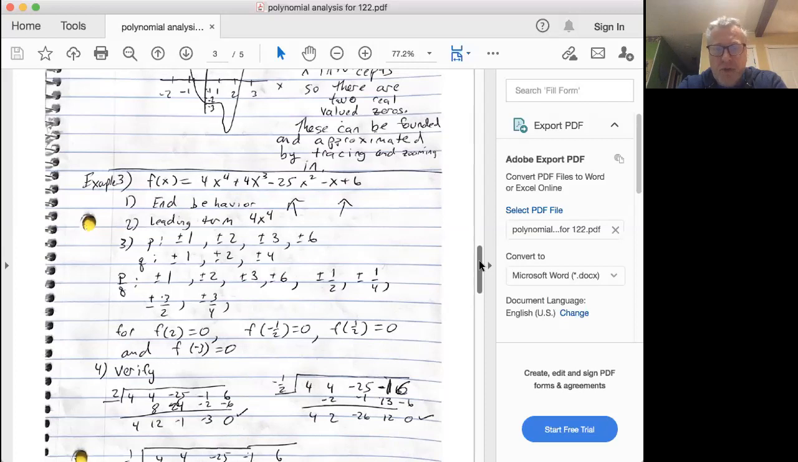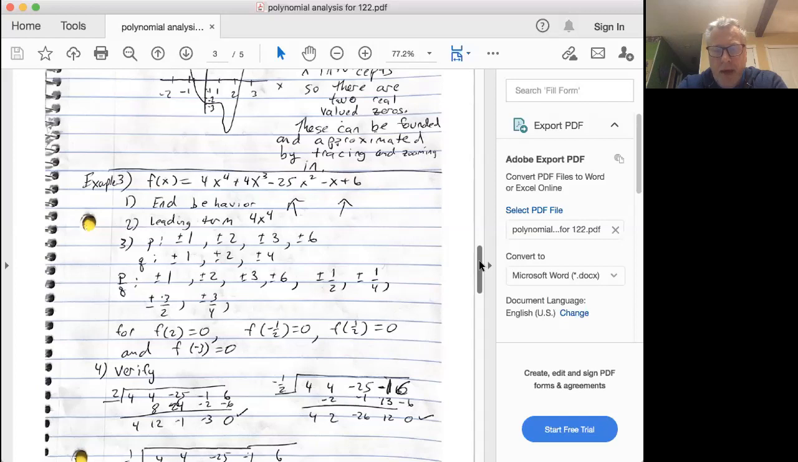The factors for 6 for p are 1, 2, 3, and 6, all plus and minus. The factors for q, which would be the factors for 4, that leading coefficient, are 1, 2, and 4, all plus and minus. So we get 1, 2, 3, and 6 by dividing each one of those p's by 1. We get 1/2 and 1/4 by dividing by, and 3 halves and 3/4 by dividing by the 2 and the 4.